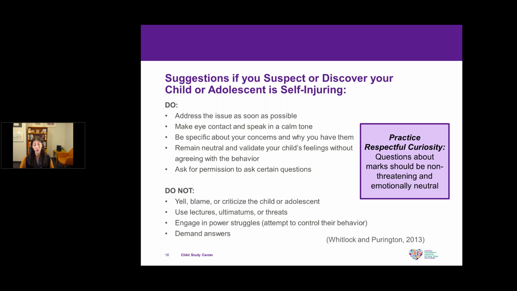And things like demanding answers. So again, you may want to know why, how long, how often your teen is engaging in this behavior because you're going to want to have that information. And it's important to respect what they're willing to disclose while also trying to get the information that you need to keep them safe. I talk about this idea of practicing respectful curiosity, so that questions about marks should be non-threatening and neutral. You want to both respect the teen and come across as curious and wondering and wanting to understand, as opposed to judgmental about the behavior.